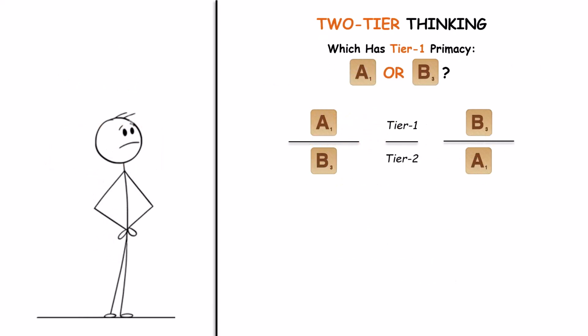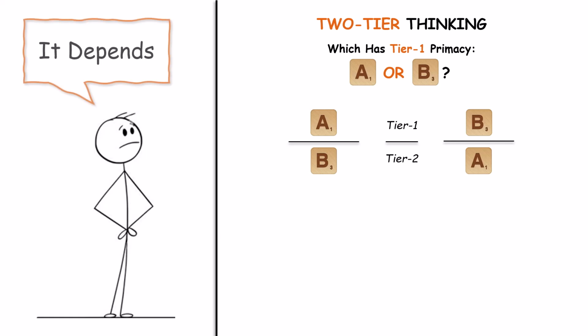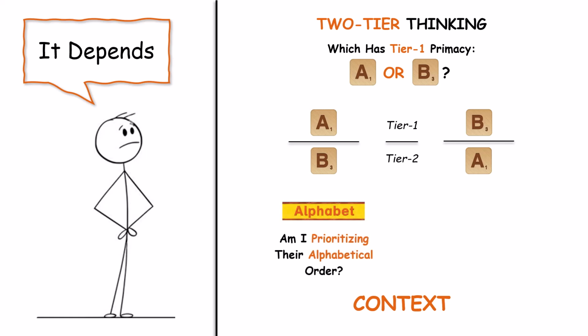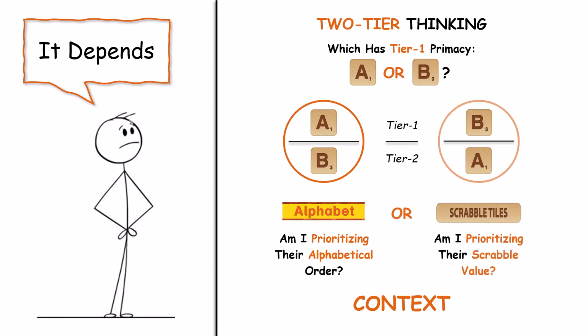Let's start with the familiar 2-tier framework by asking, which has Tier 1 primacy, A or B? Notice the emphasis on Tier 1, making its importance explicit. At this point, many students get caught in the "it depends" dilemma, thinking it hinges on context, without understanding the significance of assigning Tier 1 status. If alphabetical order is prioritized, A should be above B. If Scrabble value is prioritized, B goes above A, hence, it depends.